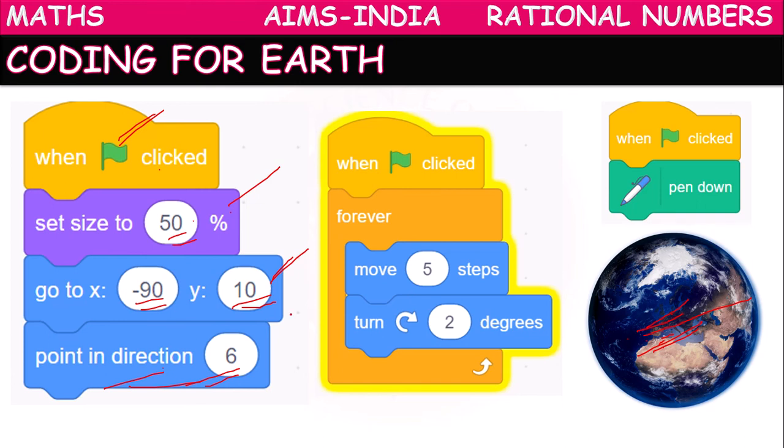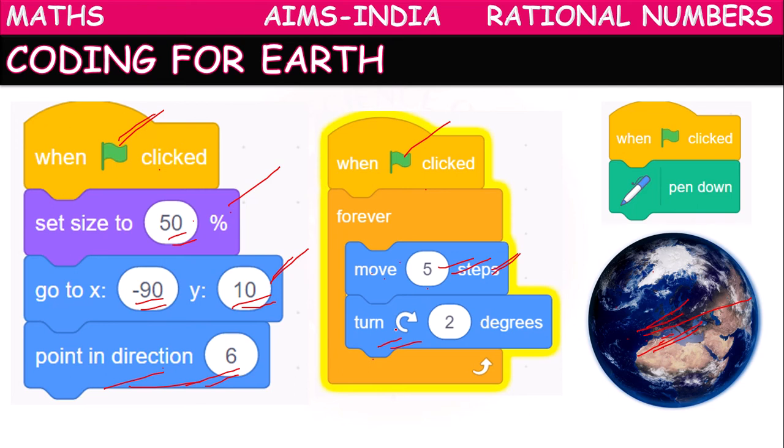That is one thing. And earth will be moving forward and rotating, because earth will be rotating around itself and also moving around the sun. For moving around the sun, it has to move some steps forward. So when the flag button is clicked, it has to move some steps. So for moving it forward, we are writing this move command. For turning around itself, we are writing this turn command. So move command for moving it forward around the sun, turn command for moving around itself.